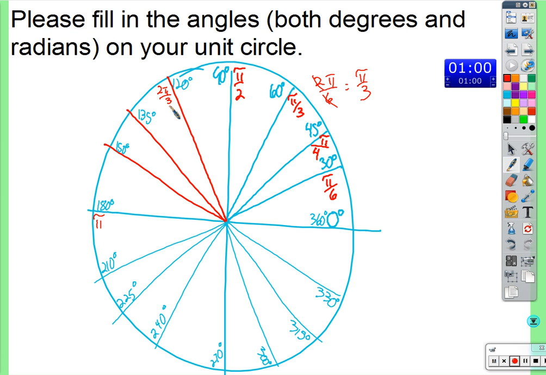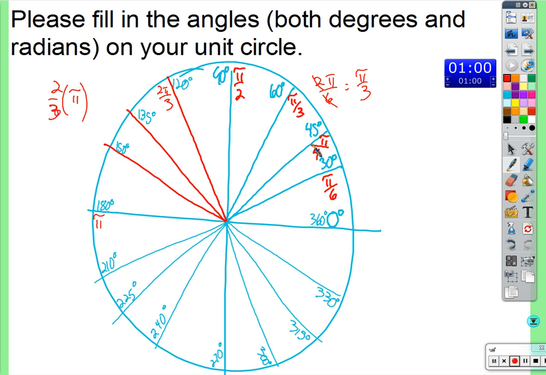Right. If we split this up, this is 2 thirds of pi. 2 thirds times pi. It's that much of pi. Makes sense. This is 2 thirds of the way. They multiply 180 by 2 thirds, they get 120. Multiply pi by 2 thirds, they get 2 thirds pi. Pi over 3.